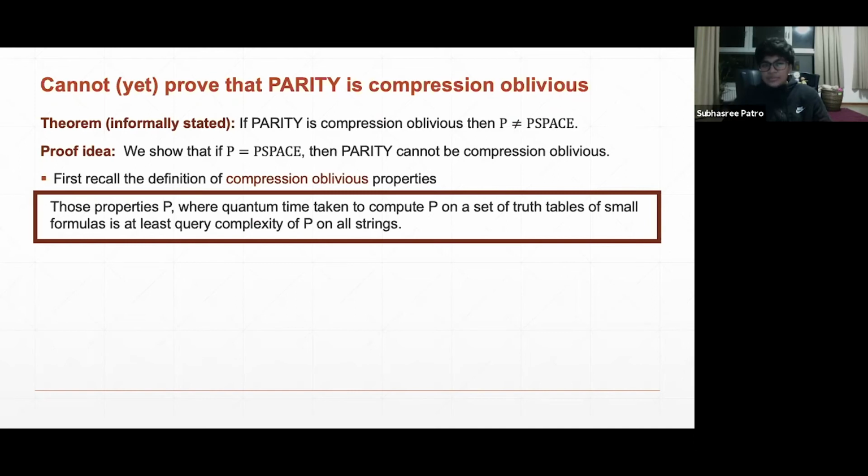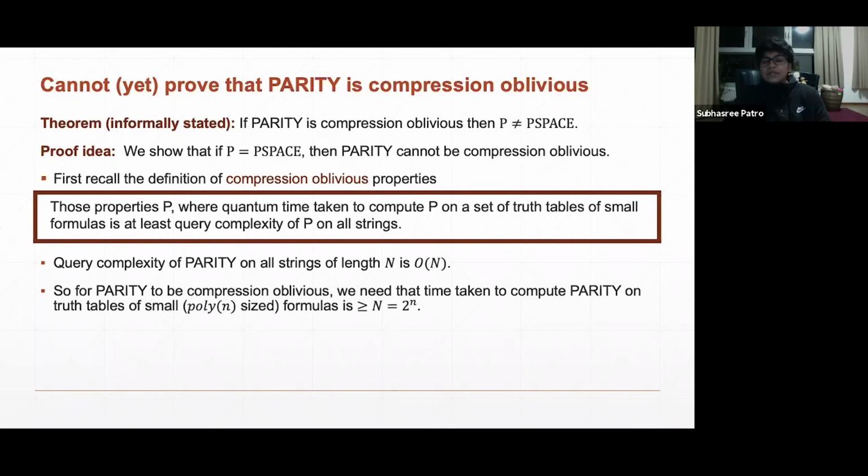Compression oblivious properties are those properties P where the quantum time taken to compute them on a set of truth tables of small formulas, so it's a small set of big strings, but it's a small set, it is not spanning the entire set of capital N-bit strings, is at least the query complexity of P on all strings. Now, remember that the query complexity of parity on all strings of length n is order n, which is equivalent in the classical setting as well.